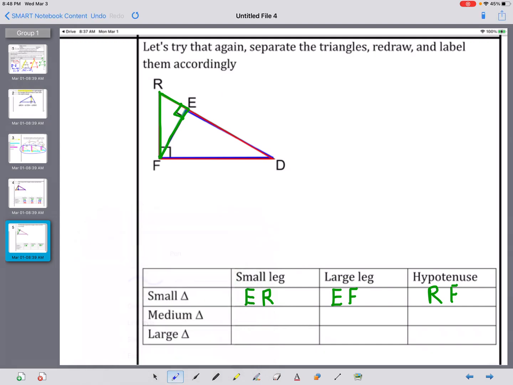Moving on to the medium triangle. And it should be obvious which triangle is the small one and which one is the large one and the medium one. There's the right angle there, again, where that altitude FE hits the hypotenuse. So for the medium triangle, the small leg is going to be EF. The large leg is going to be ED. Remember, it's the large leg, not the largest side, but the largest leg. And the hypotenuse is going to be FD.